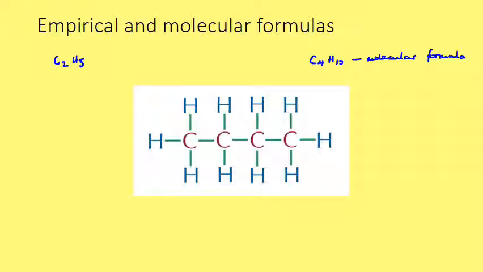Could we perhaps go from C2H5 to C1H2.5? It's the same ratio, but it's not whole numbers. You can't go to 2.5, so we're going to give that a big cross out. And so C2H5 is our empirical formula.